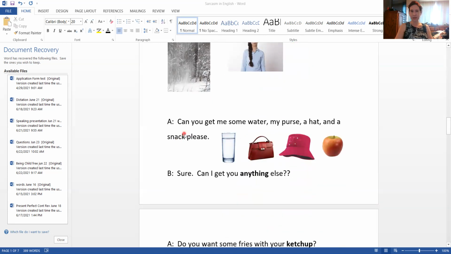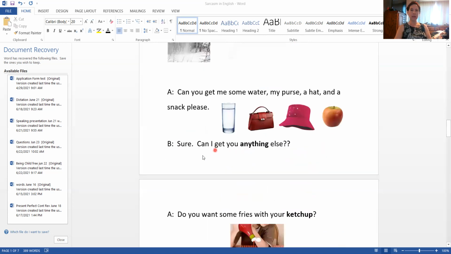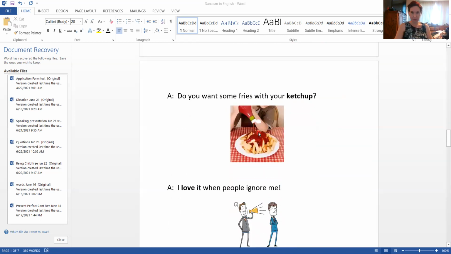Maybe someone asks you, "Hey, can you get me some water and my purse, a hat, and a snack, please?" Well, of course, that's many things they want you to go and get for them. So in a sarcastic tone, you might say, "Sure, can I get you anything else?" You're not asking in a friendly way if there is anything else they would like. You are being sarcastic.